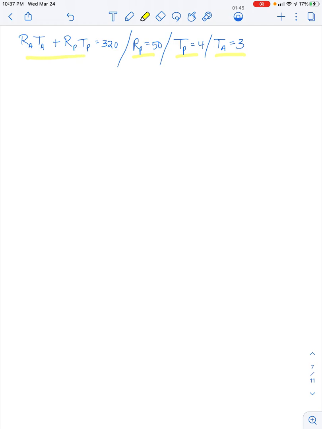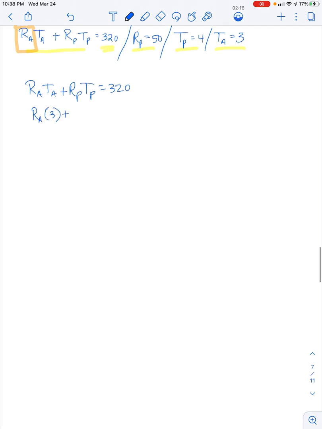But over here we have this equation that's set equal to 320. We want to solve for r sub a. Well, the only place that I see r sub a is right here. Okay, so this is the equation we're going to start with. R sub a times t sub a plus r sub p, t sub p equals 320. And we're simply going to fill in values of those other variables. So we're solving for r sub a, so we're going to leave that one as it is. We don't know that value. But t sub a is 3, r sub p is 50, t sub p is 4, and all of that is supposed to equal 320.